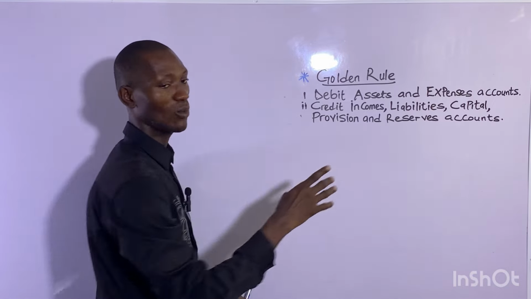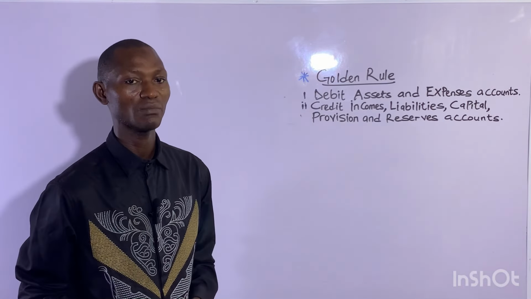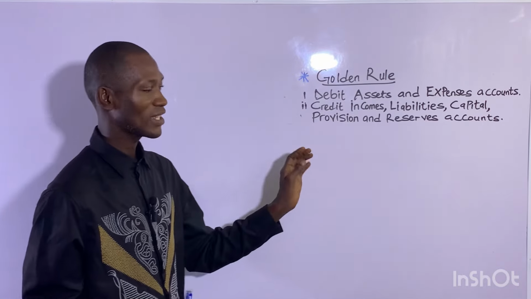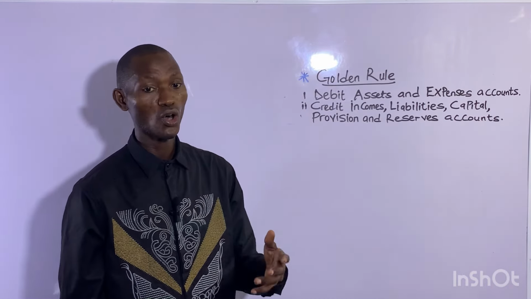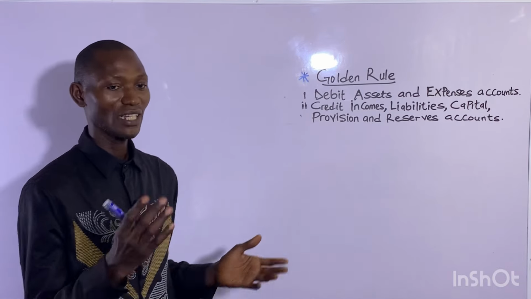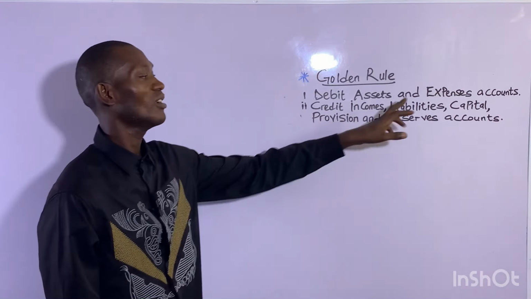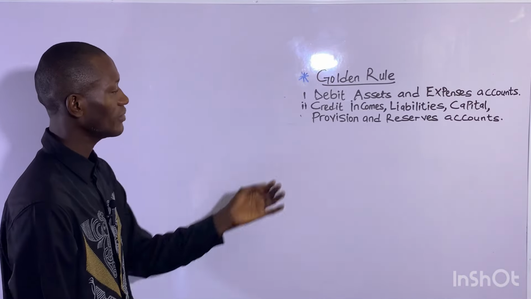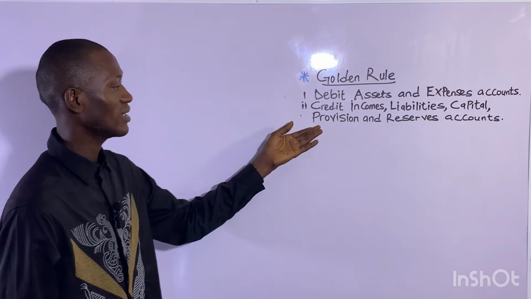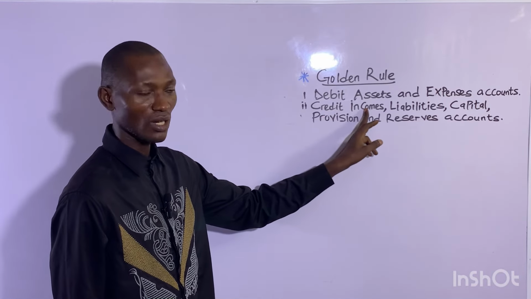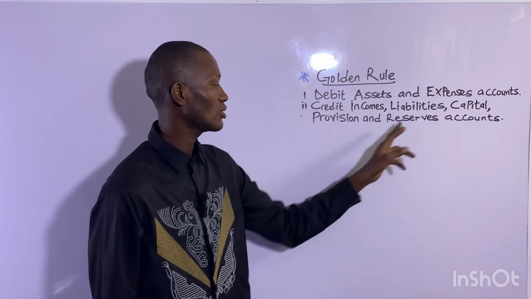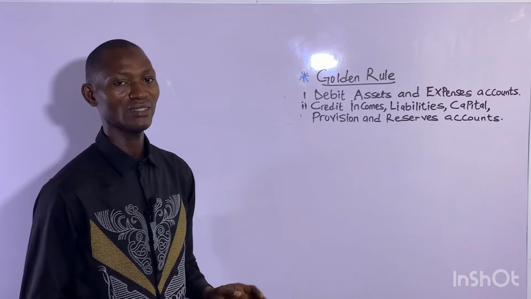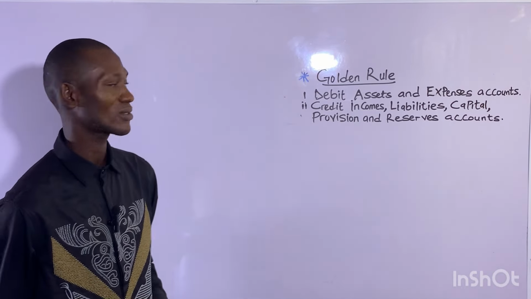So expenses that we have mentioned now, all of them must have a debit balance. That means their balance brought forward usually must have a debit balance, or the balance after the balance carried down, the balance brought forward must have a debit balance. That's assets and expenses. Then the second golden rule of trial balance states that credit incomes, liabilities, capital, provision, reserves. All these five that we have listed, they must have a credit balance.